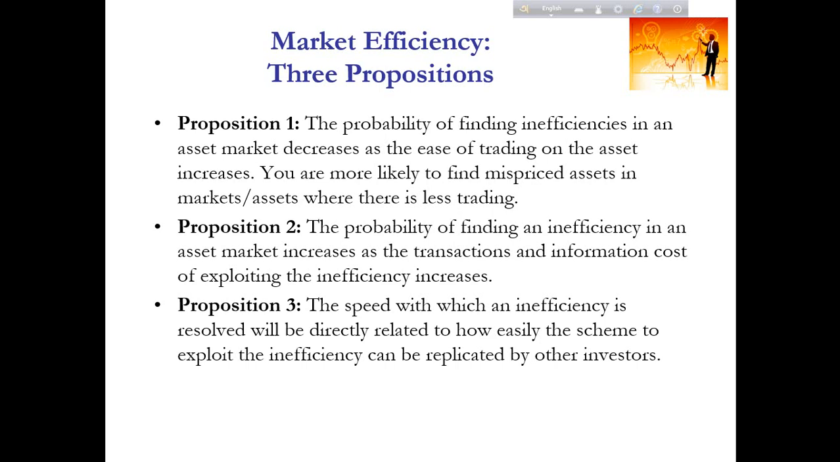Proposition number three, the speed with which an inefficiency is resolved will be directly related to how easily the scheme to exploit the inefficiency can be replicated by other investors. If you have got some mispricing that can be really easily exploited, chances are that lots of people are going to replicate that strategy. Everyone is going to be in there trying to profit for themselves. As a result, the opportunity will disappear quite quickly.